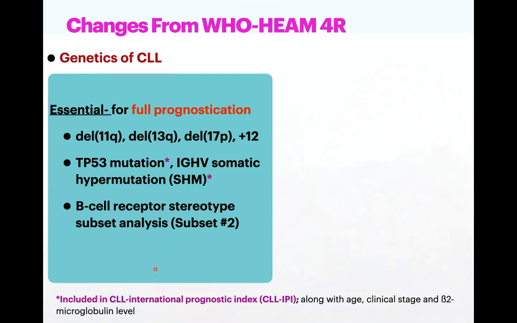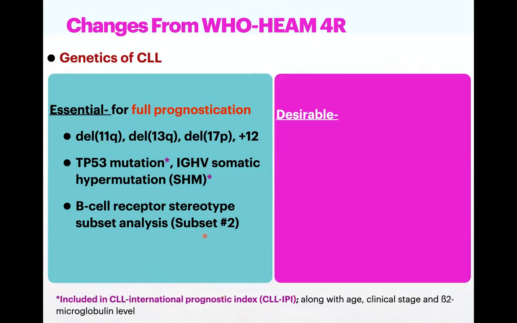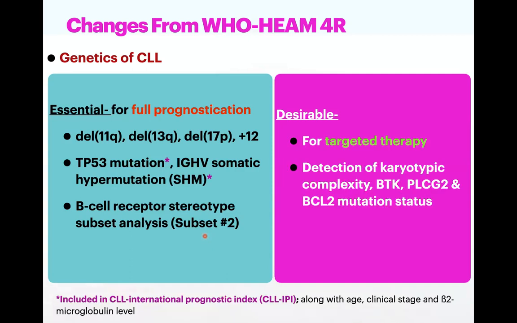TP53 and IGHV somatic hypermutation have been included in the CLL International Prognostic Index, along with age, clinical stage, beta-2 microglobulin status, etc. While the desirable genetic features are not required for prognostication, they are required for targeted therapy, and include detection of karyotypic complexity and BTK, PLCG2, and BCL2 mutation status.